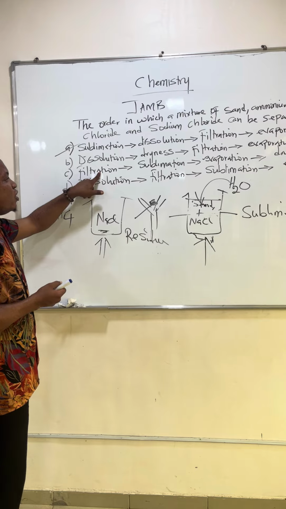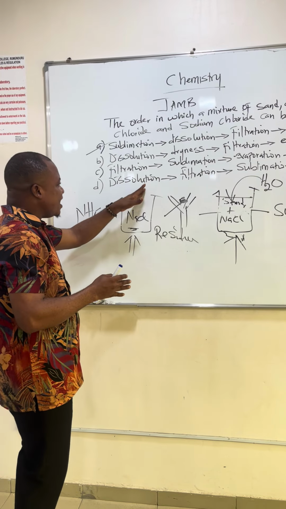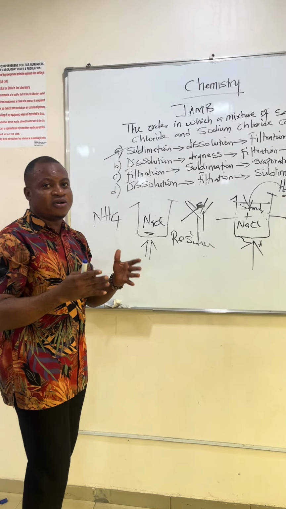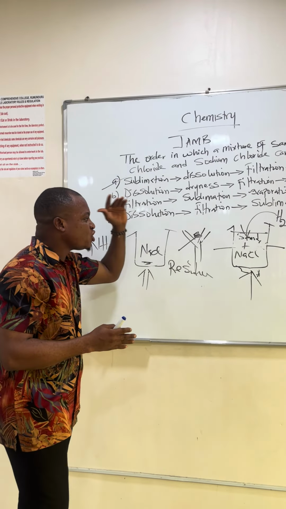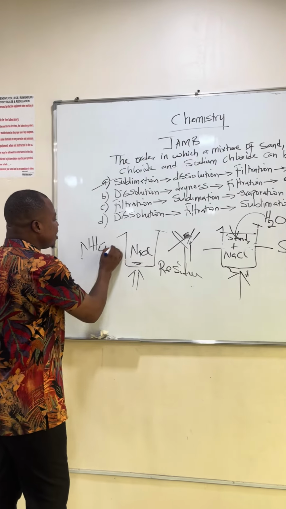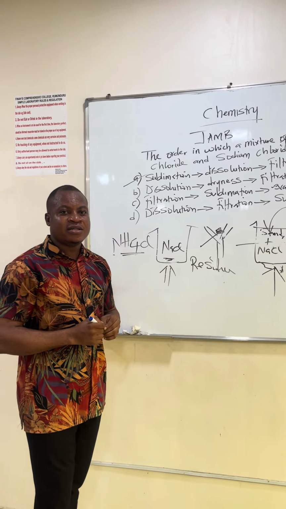If you start using filtration, what happens to the ammonium chloride, because they are in a mixture? If you start with dissolution again, as in option D, it is also still wrong. So the correct order in which they can be separated starts with sublimation, because of the presence of the ammonium chloride. So option A is the correct answer. Thank you very much.